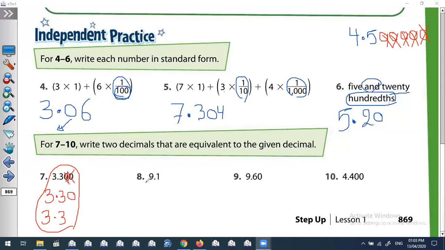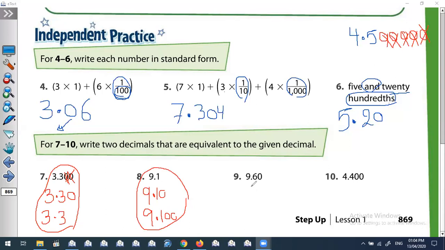9.1. Here I don't have any zeros to cancel. So you can add zeros, no problem. So it will be 9.10. It's like 9.1, no problem. You have to add another 0. 9.100. All of these 3 numbers are equal.